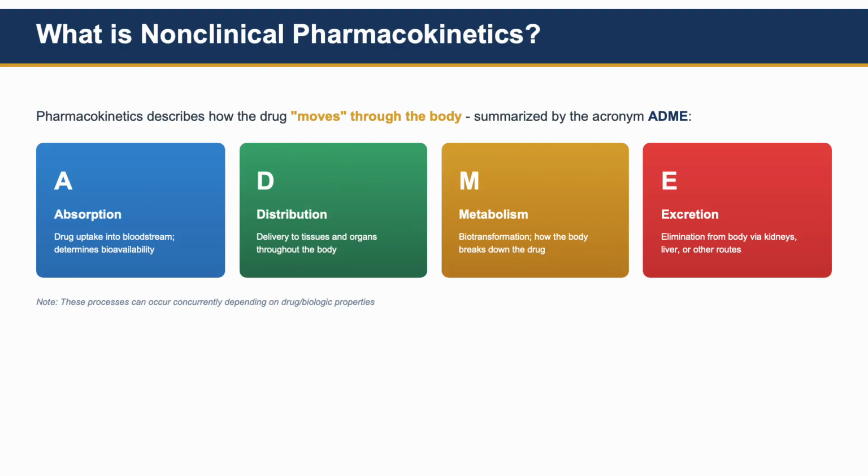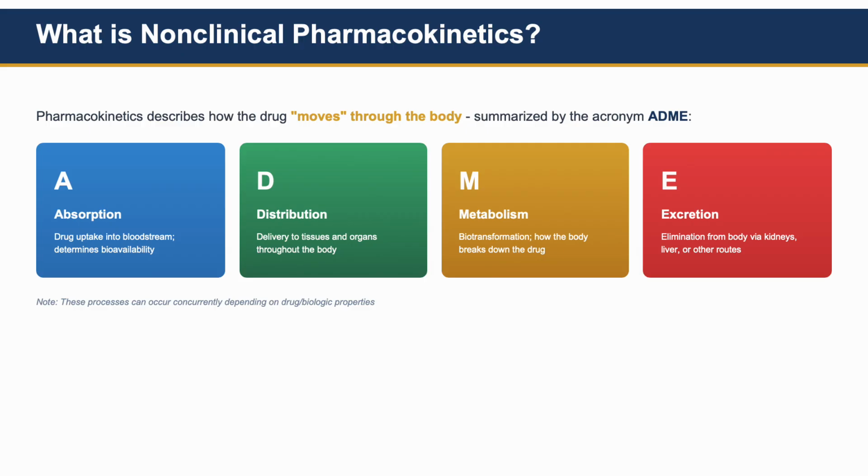Pharmacokinetics describes how a drug moves through the body and is summarized by the acronym ADME. Absorption refers to the drug's uptake into the bloodstream after administration and helps determine bioavailability. Distribution describes how the drug is delivered to various tissues and organs throughout the body. Metabolism involves the biotransformation processes by which the body breaks down and modifies the drug, often through hepatic enzymes.